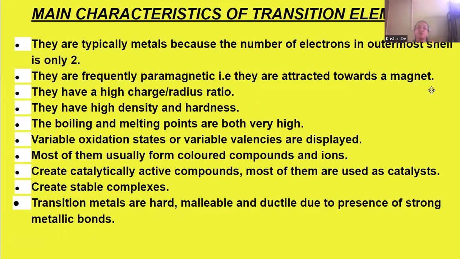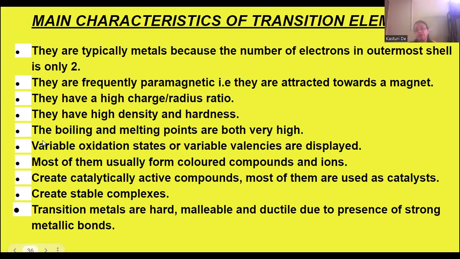The general, main characteristics: they are typically metals. These transition elements are generally transition metals, because the number of electrons in the outermost shell is only 2. That is, they lose 2 electrons to form the octet. They are frequently paramagnetic, that is, they are attracted towards a magnet. They have a high charge to radius ratio. They have high density and are very hard. Their boiling point and melting point are also very high.